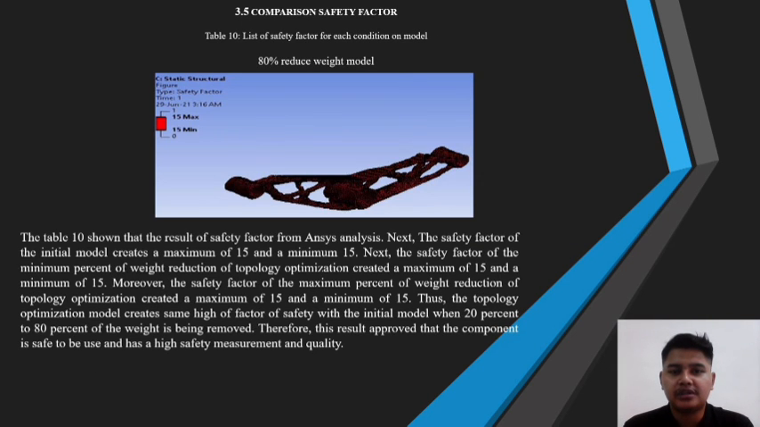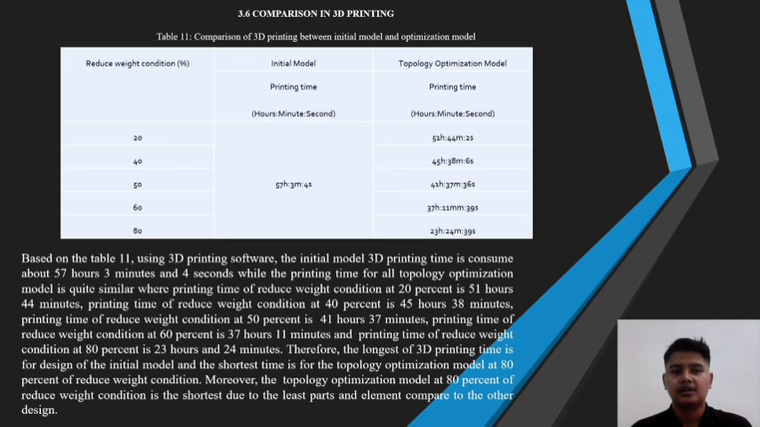So for the comparison of factor of safety, we can see in table 10 that the topology optimization model creates the same factor of safety as the initial model when 20% to 80% of the weight is removed. Therefore, the result is proof that the component is safe to be used and has a high safety measurement and quality. For the comparison in 3D printing time, the longest printing time is for the design of the initial model and the shortest time is for the topology optimization model at 80% of the reduced weight condition.